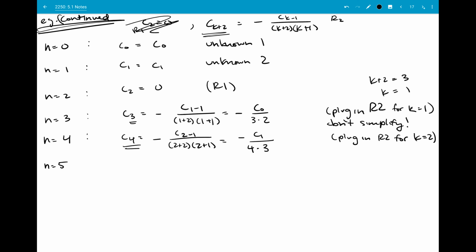All right. To me, it's not really clear yet what the pattern is, so let's keep going. So for C5, oh, not C15, we're going to do R2 with k equals 3. So we've got minus C_{3 minus 1} over 3 plus 2 times 3 plus 1.